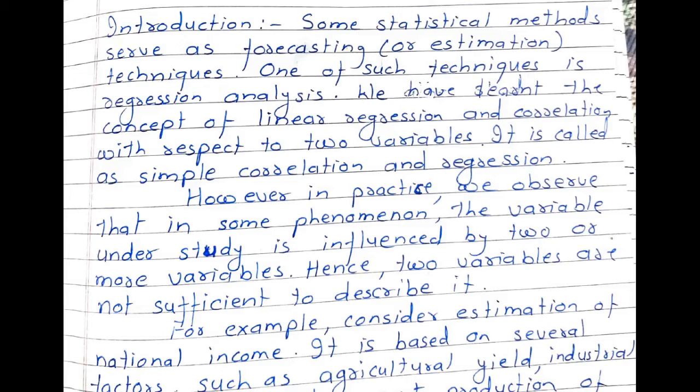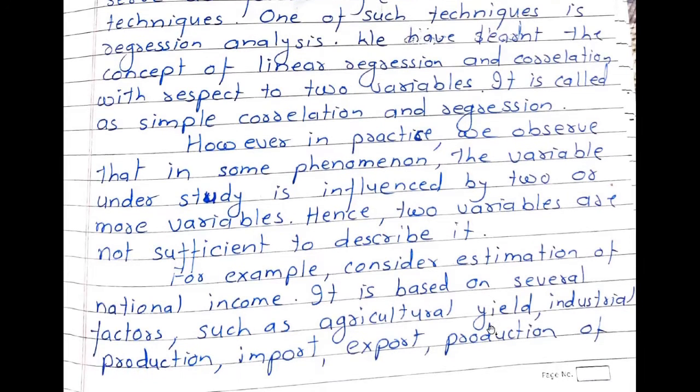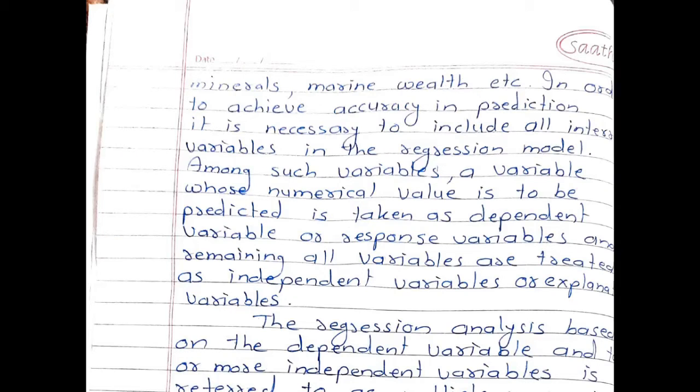For example, consider estimation of national income. It is based on several factors such as agricultural yield, industrial production, import, export, production of minerals, marine wealth, etc. In order to achieve accuracy in prediction, it is necessary to include all interrelated variables in the regression model.